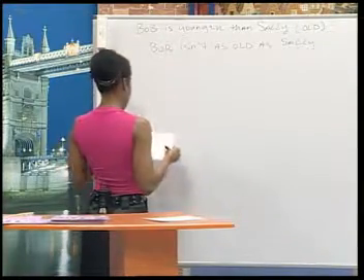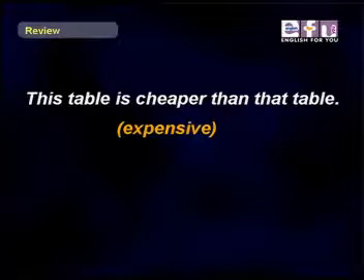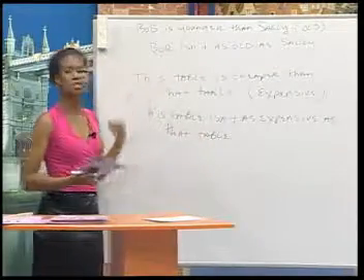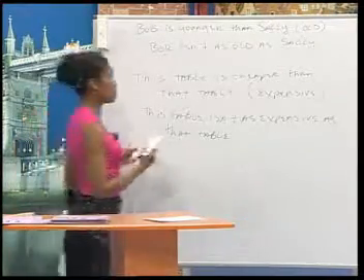Okay, first one. Let's see. Linda can start. This table is cheaper than that table, and our word in parentheses is expensive. This table isn't as expensive as that table. Good. Okay? Because the table is cheaper, we can say this table isn't as expensive as that table.